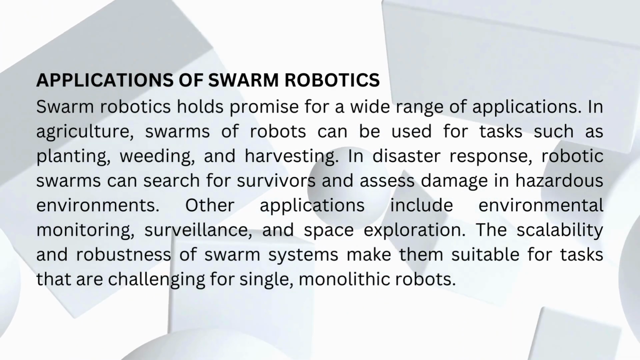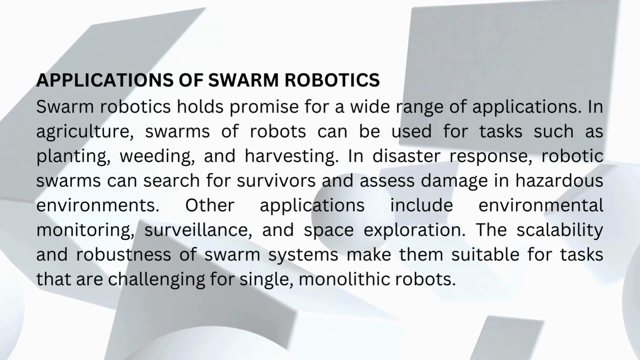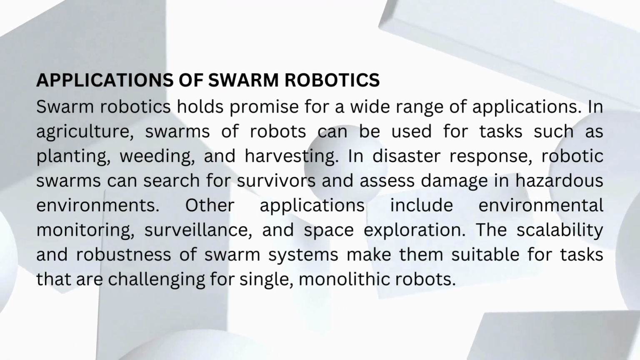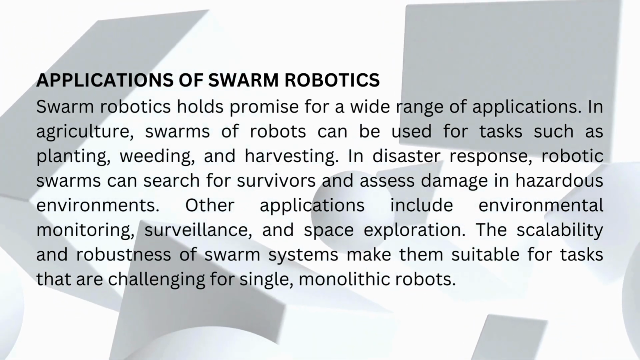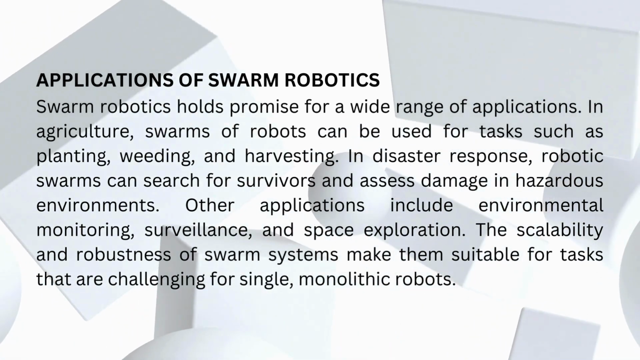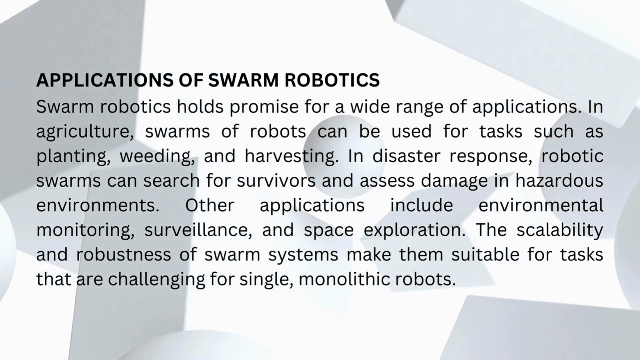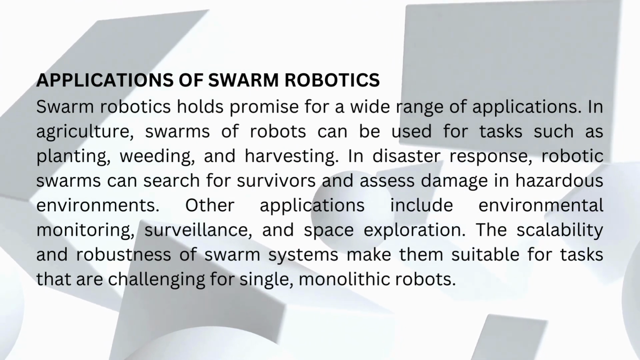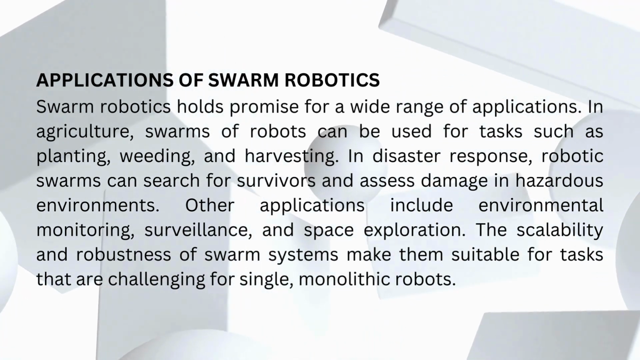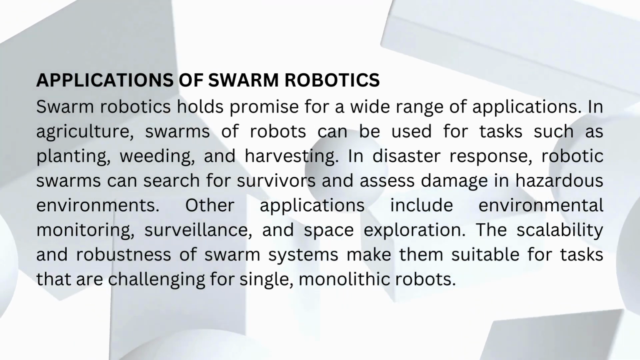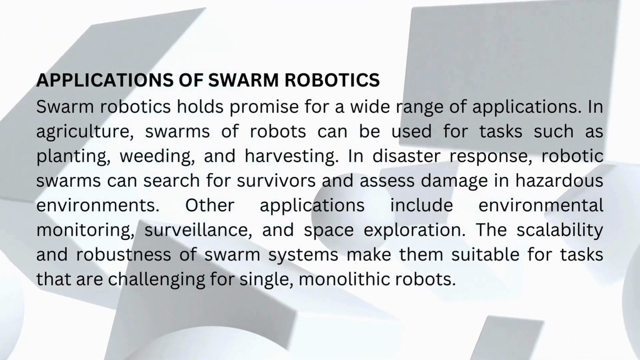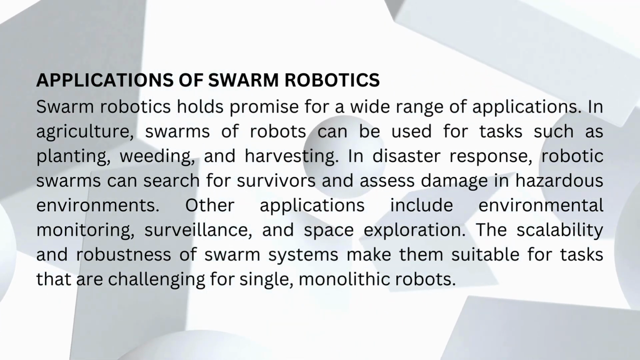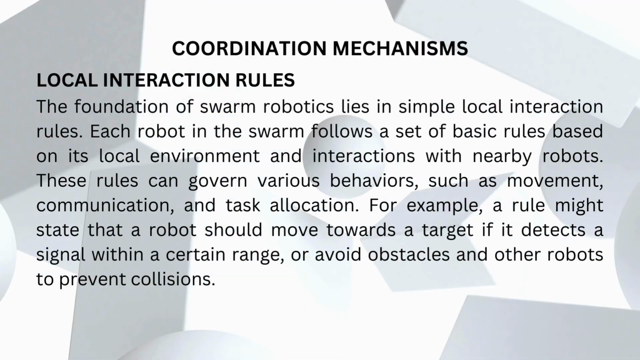Applications of swarm robotics. Swarm robotics holds promise for a wide range of applications. In agriculture, swarms of robots can be used for tasks such as planting, weeding, and harvesting. In disaster response, robotic swarms can search for survivors and assess damage in hazardous environments. Other applications include environmental monitoring, surveillance, and space exploration. The scalability and robustness of swarm systems make them suitable for tasks that are challenging for single, monolithic robots.